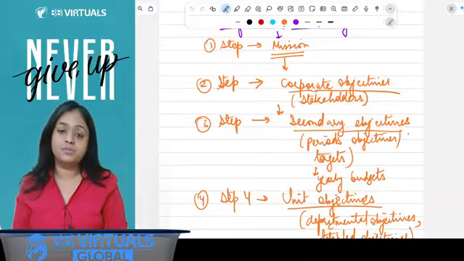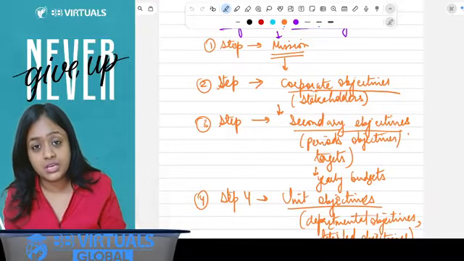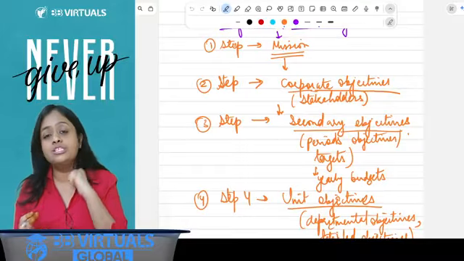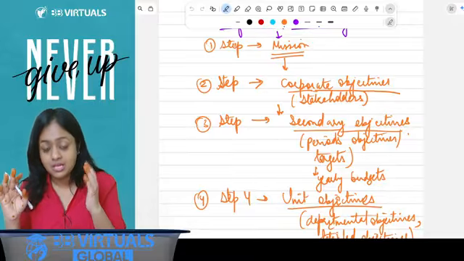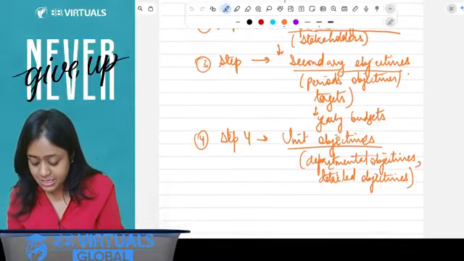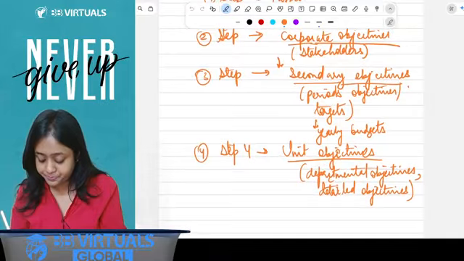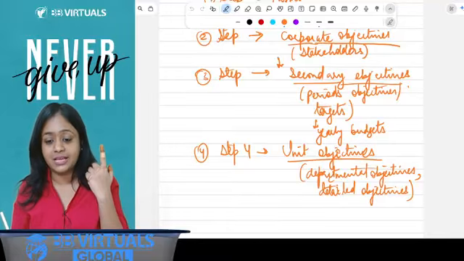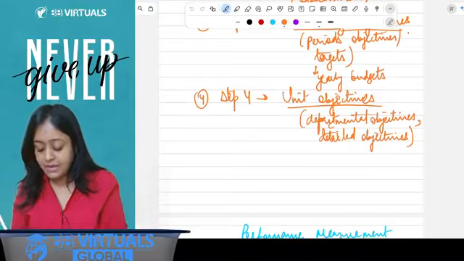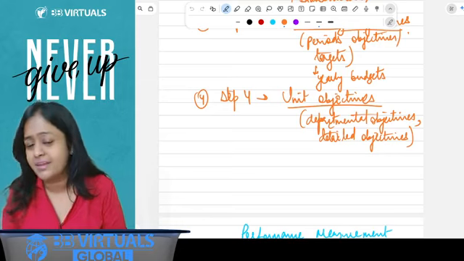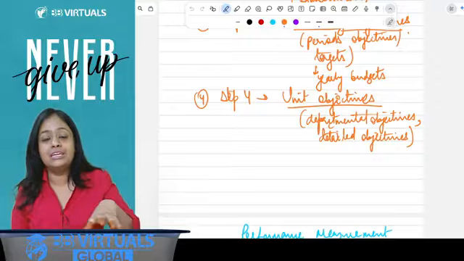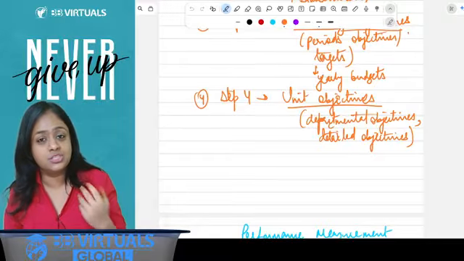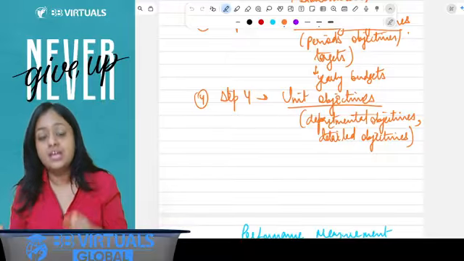Then we have the corporate objectives created basically from the point of view of stakeholders, keeping their different requirements in picture. For example, shareholders' requirement is to maximize the wealth. Based on which we create budgets, which are yearly budgets. These are known as secondary objectives because they are period related objectives, like annual budgets that we prepare. Then we make unit objectives. Unit objectives are nothing but when you further go down from the annual budgets and you have departmental budgets, quarterly budgets, weekly budgets, so more detailed budgets.